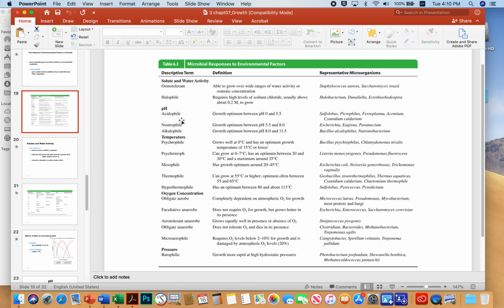A neutrophile, these are organisms that love conditions that sort of hover around neutral pH. An alkalophile are organisms that prefer alkaline. And then if you go down to temperature, psychrophiles love the cold.